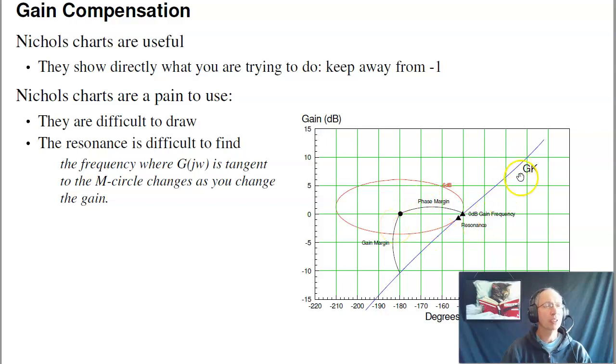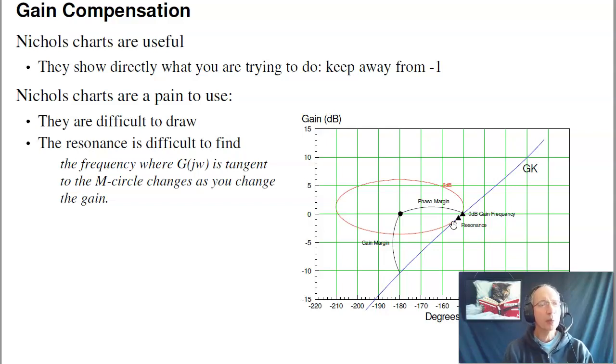So what I do is I just slide G times K up and down until I'm stable. The gain is less than 1 when the phase is 180 degrees, and I'm tangent to the M circle. So that's what you do with the Nichols chart. Kind of a useful way to design a gain compensator.